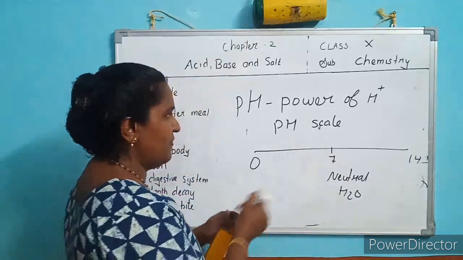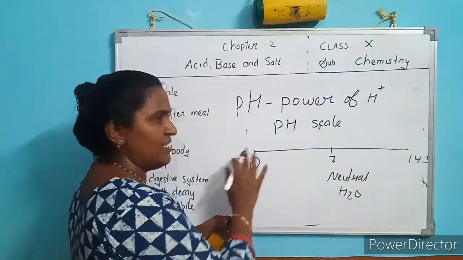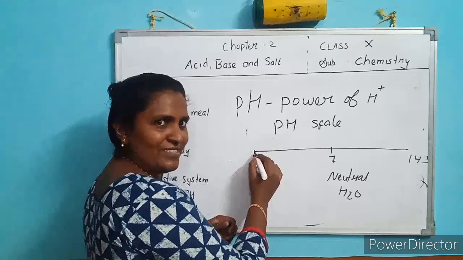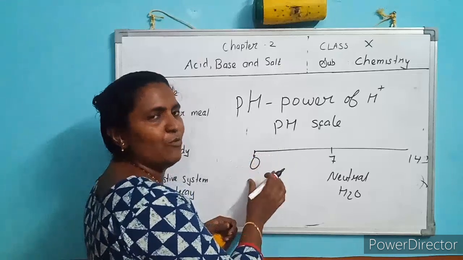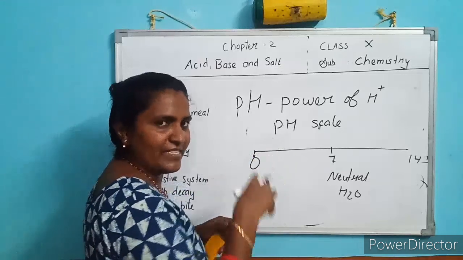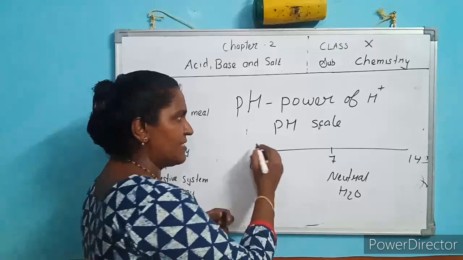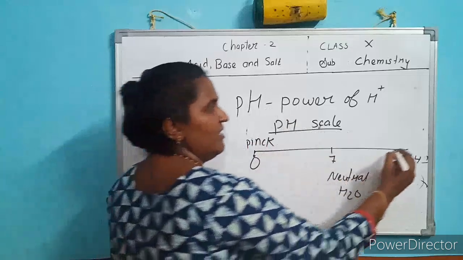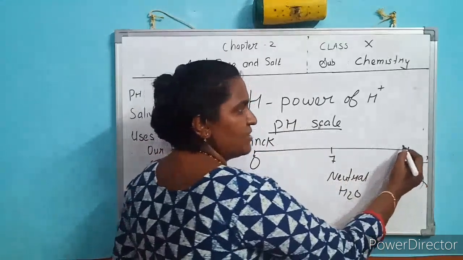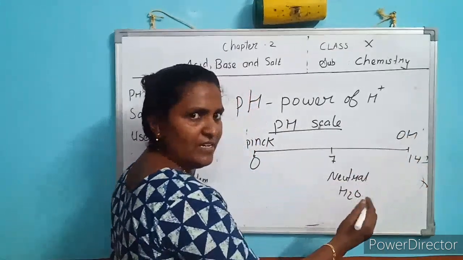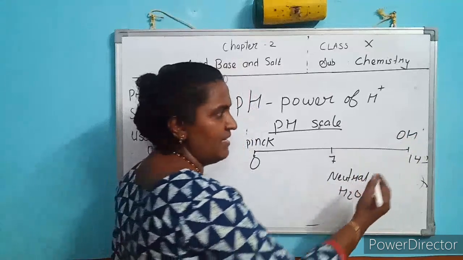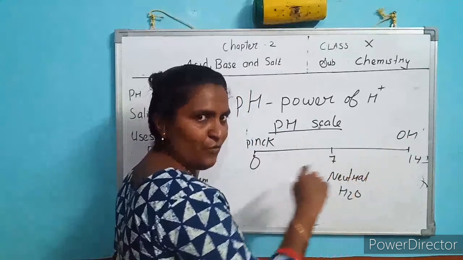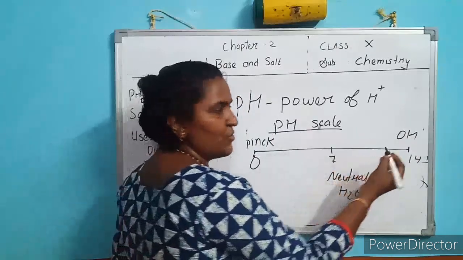Understand? If it is 0, that means more hydrogen ions. The pH reading shows 0. That means a large number of hydrogen ions are present in the solution. The yellow color paper changes into pink. Here, if there are more OH ions, that means fewer hydrogen ions. The pH value shows 14. The paper changes into blue.